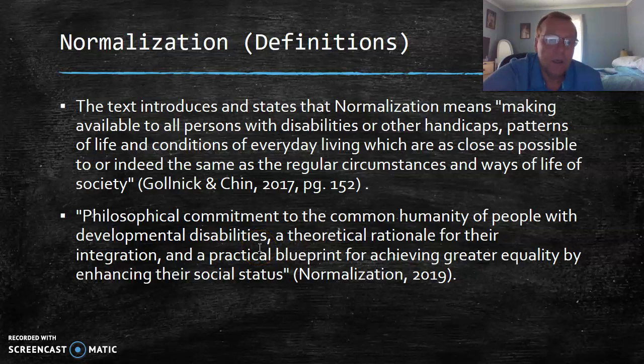The text introduces and states that normalization means making available to all persons with disabilities or other handicaps patterns of life and conditions of everyday living which are as close as possible to, or indeed the same as, the regular circumstances and ways of life of society. That's our text, Gollnick and Chinn, 2017, page 152.